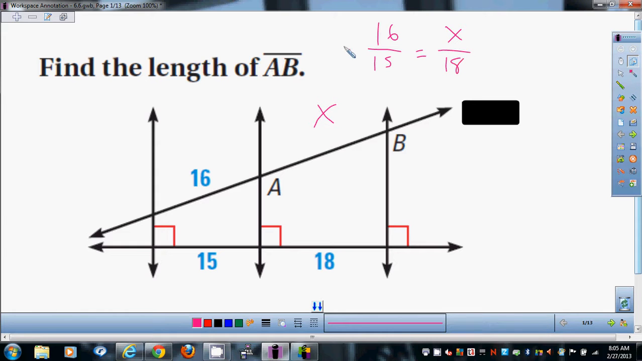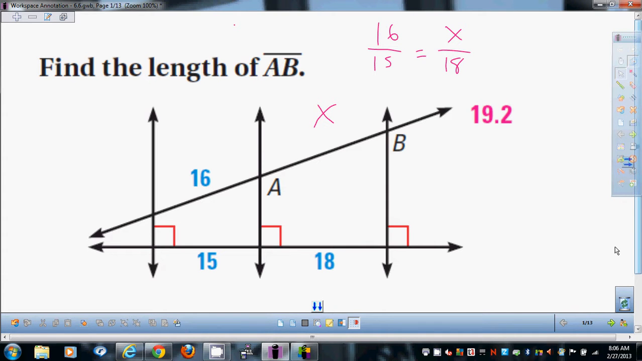That'll work. And what do you get when you cross multiply? Well, then you divide by 15. 19.2 is correct. What's another way you could set this up? He went top to bottom, top to bottom. What's another way you could do it?